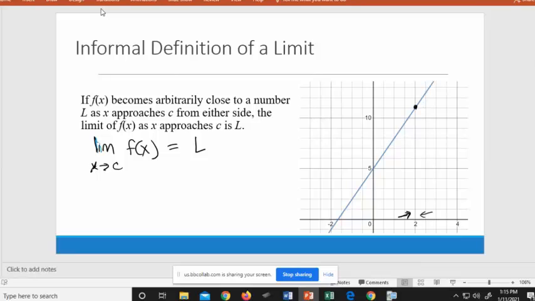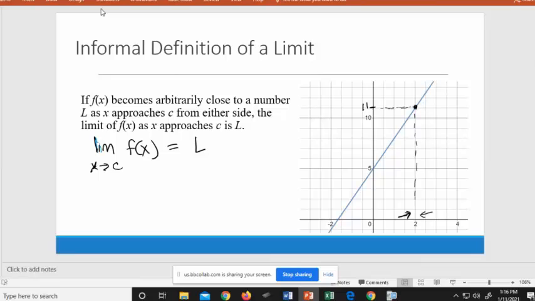So I want to know what the y values are approaching as x approaches 2. Can you tell? What are the y values approaching as x approaches 2? 11. They are approaching 11. It is. And so I go up here. Here's my 11. And that's kind of a nice limit. It's clearly marked.